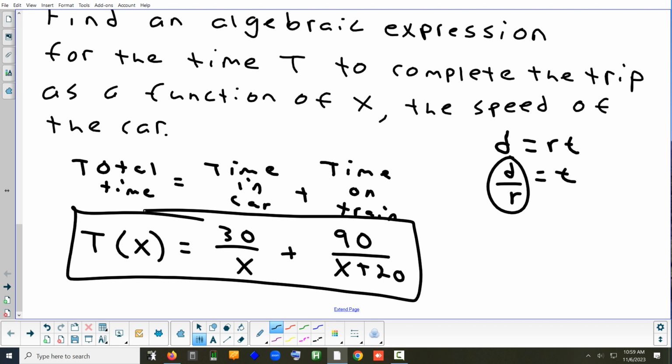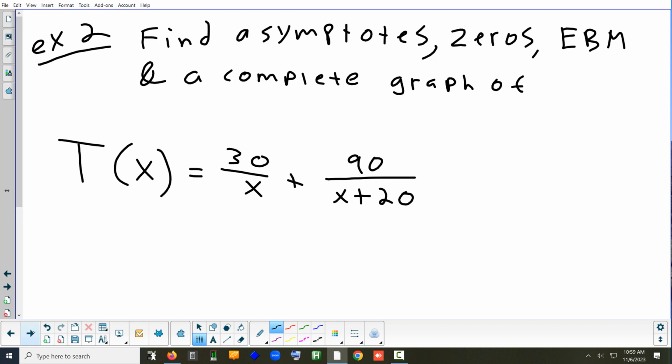Any questions on the formula? You would need to know that distance equals rate times time. If you don't know it, well, now you do. Distance equals rate times time. Okay, so now they want us to look at that and do a little bit of what we did last week. We're not graphing by hand. Just find the asymptotes, the zeros, the EBM, and then we'll use the calculator to sketch it.